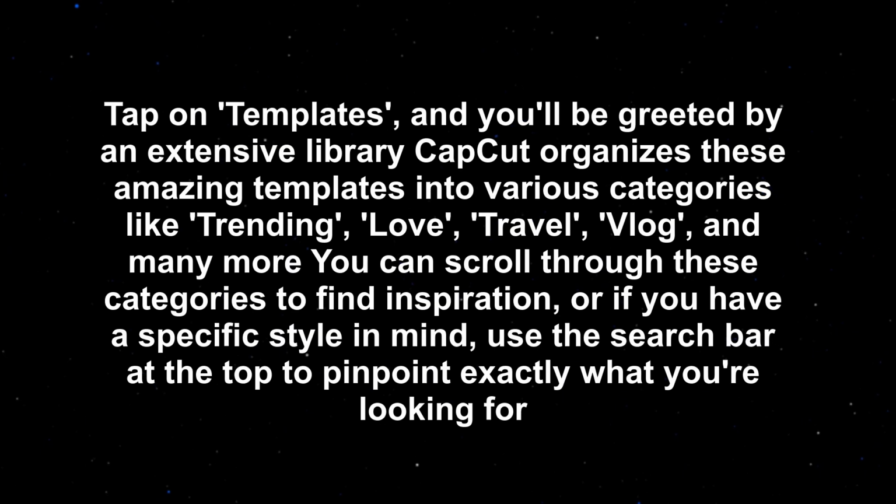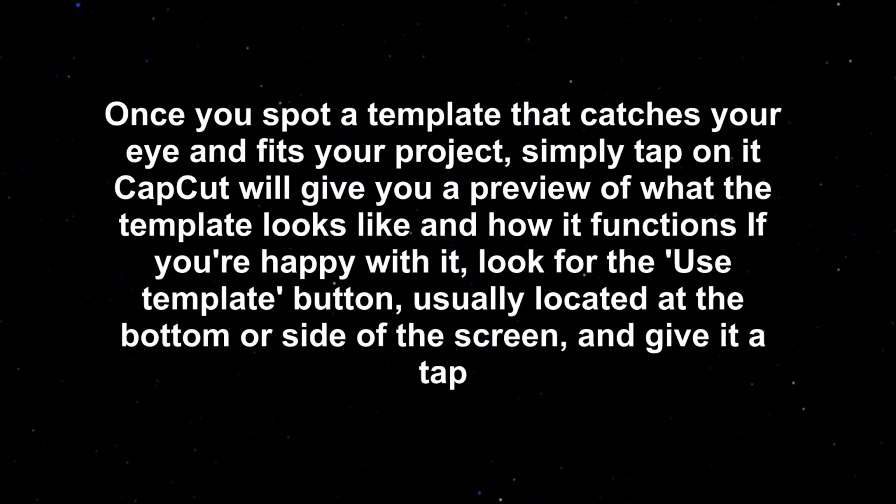Or if you have a specific style in mind, use the search bar at the top to pinpoint exactly what you're looking for. Once you spot a template that catches your eye and fits your project, simply tap on it. CapCut will give you a preview of what the template looks like and how it functions. If you're happy with it, look for the Use Template button, usually located at the bottom or side of the screen, and give it a tap.